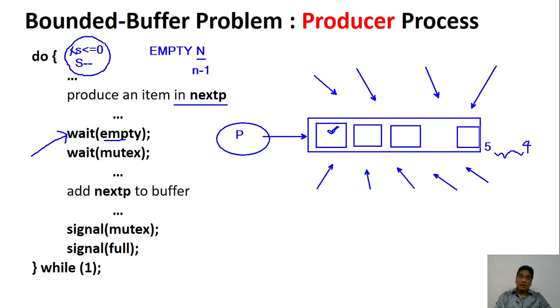Suppose there are no empty slots, what is the meaning of this? If empty is 0, then you will not be able to add a new item because there are no empty slots. You know very well in the semaphore what will happen: if the value of s is less than or equal to 0, you will have to wait. You will go for a busy wait. So assume that initially n is equal to 5. The producer is able to reduce it, so the producer is going to come over here.